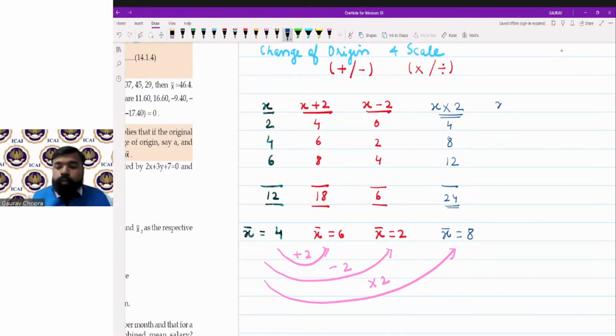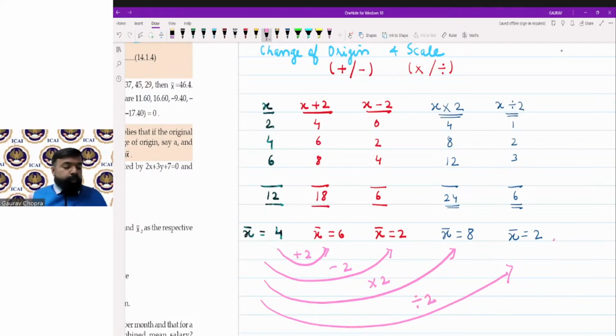And if we try dividing by 2, x divided by 2. So 2 by 2 is 1, 4 by 2 is 2, 6 by 2 is 3. Total will be 6 and arithmetic mean will be 2. So again, if all the observations are divided by 2, arithmetic mean will also be divided by 2. So in this way, we can see that arithmetic mean gets affected due to change of origin and scale.